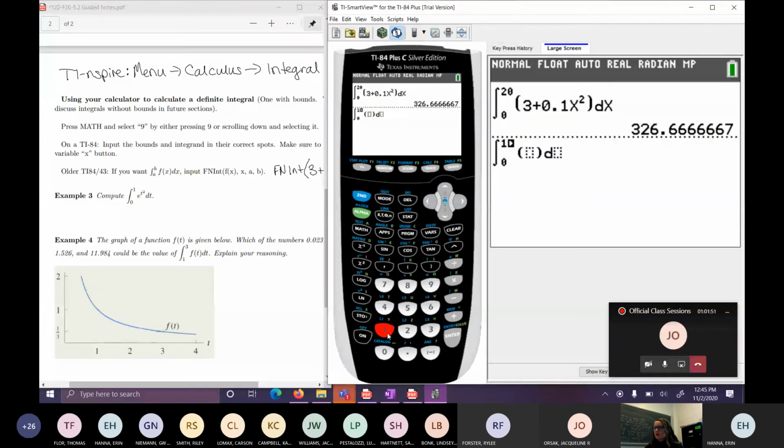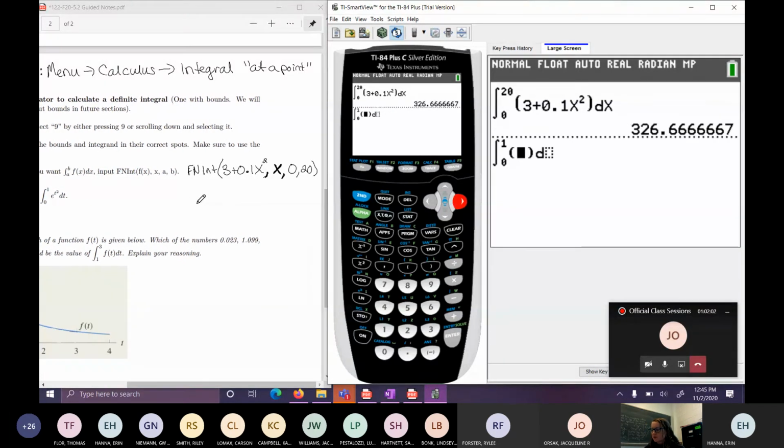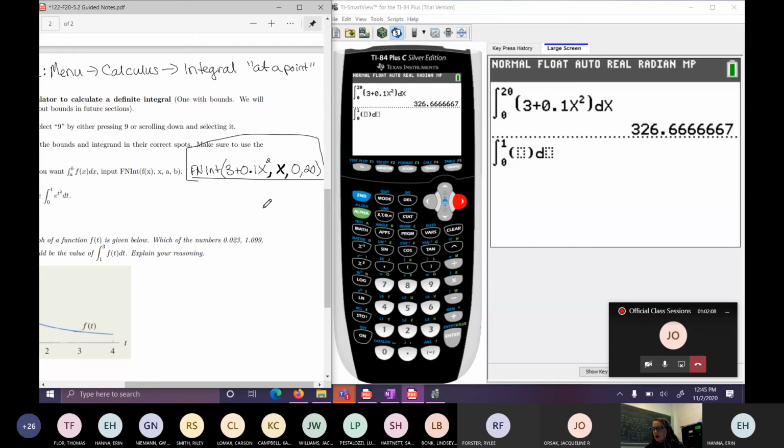So even if your calculator's not working, try again. Maybe magically this one will work. Probably not if it didn't work before, but just in case. So 0 to 1. Let me remember, if you have an older calculator, you'll have to put the function in first. So the e to the t squared, comma x, comma 0 to 1. I'll write that out in a second.